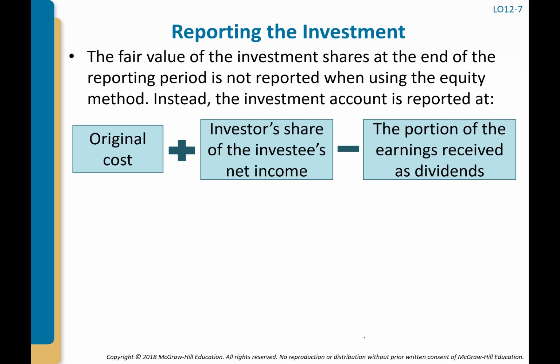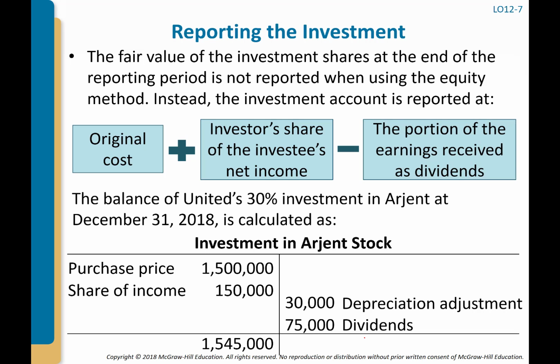Yeah, and then original cost plus the investor's share of the investee's net income minus what? Minus their share of the dividends, and then this isn't showing here, but what? Any additional calculations that need to be made for extra depreciation, etc., right? This is a good slide. This is probably pretty much it, right?